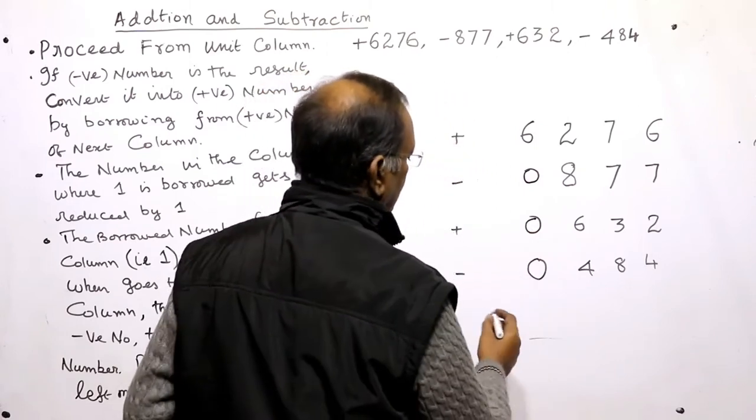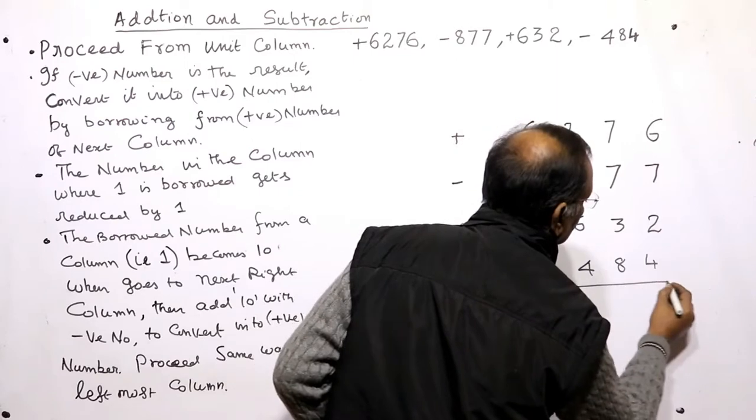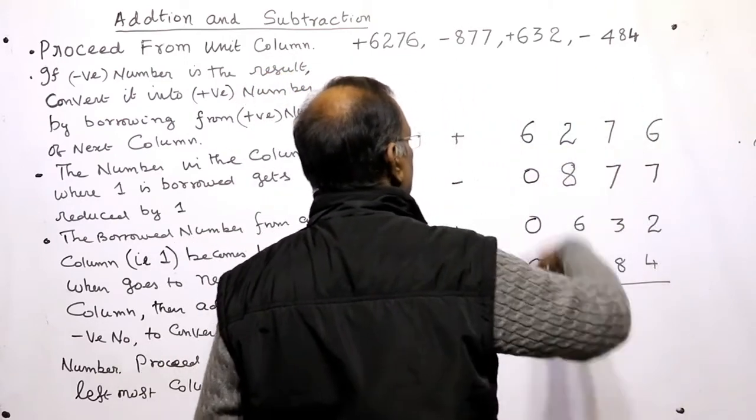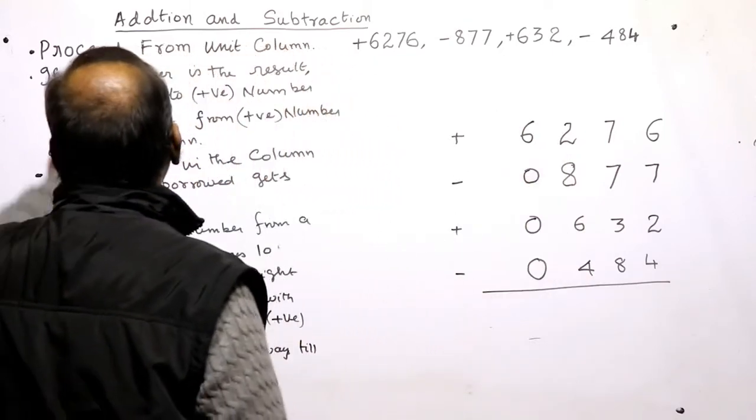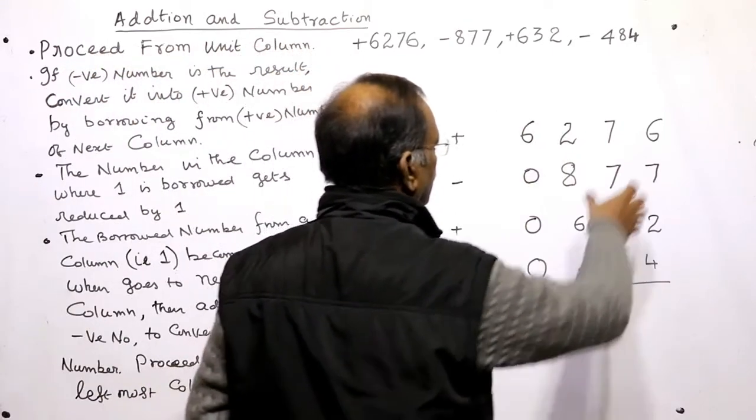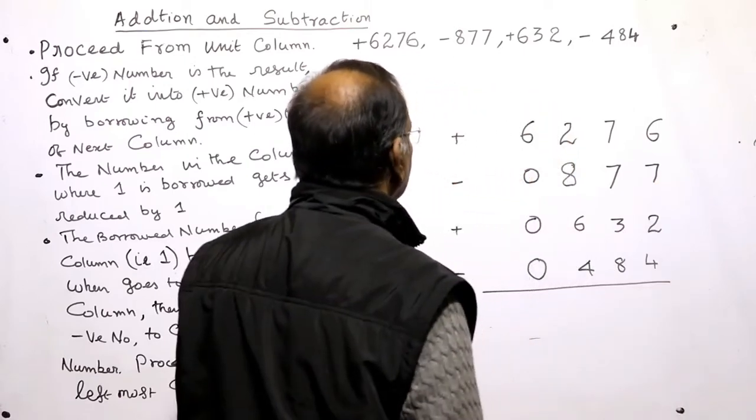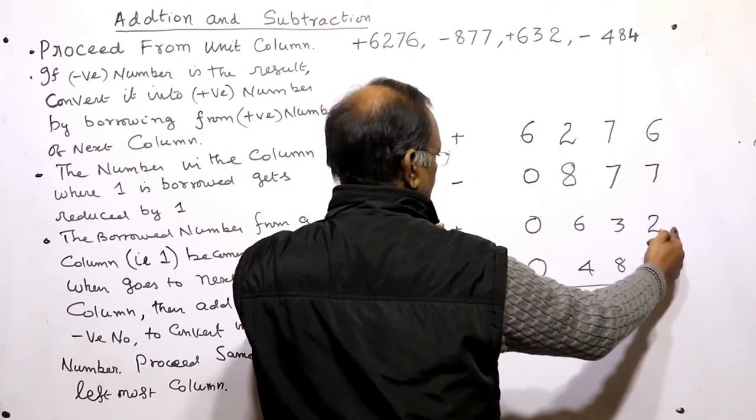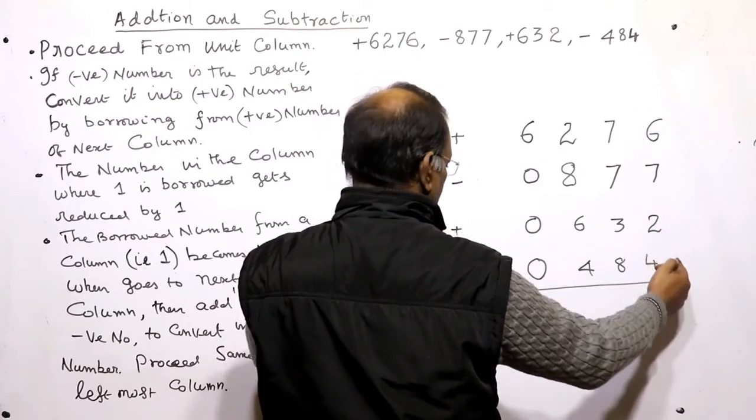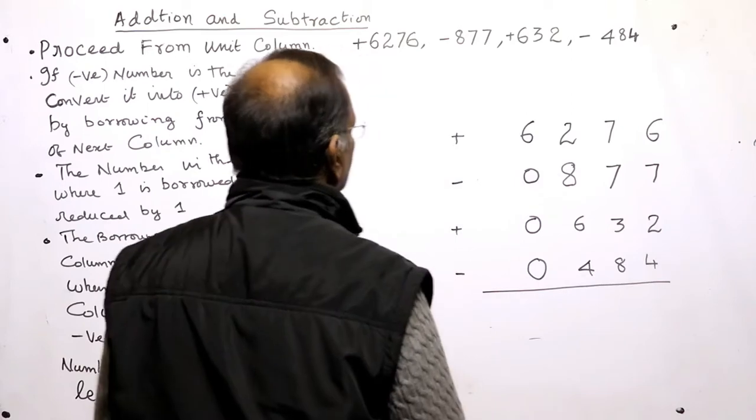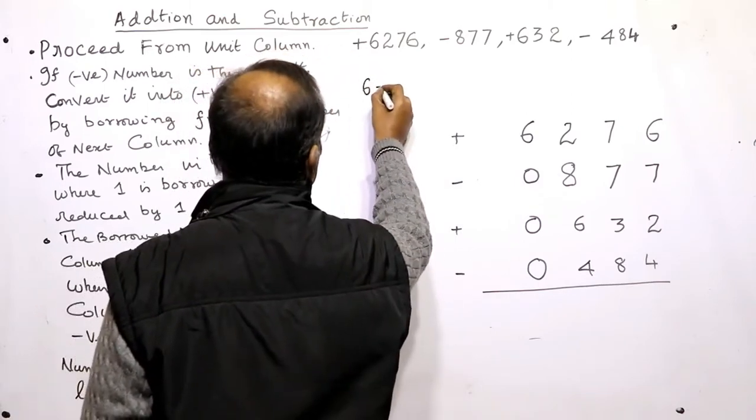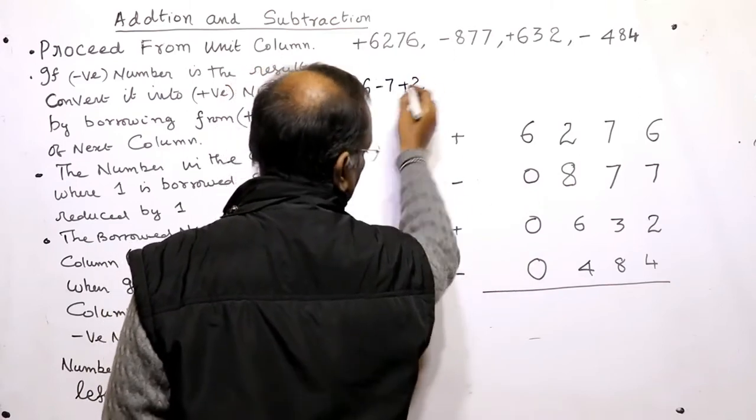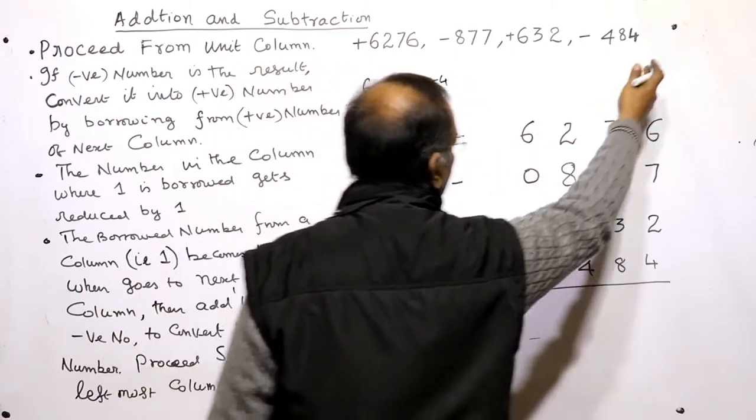So first we will start from the units column onwards: units column, tens column, hundreds column, and thousands column. We are going to proceed from the units column. Then this 6 is subtracted with the 7, then that result is added with this one and subtracted with this one. That is what we are going to do. 6 minus 7 plus 2 minus 4 for this column.